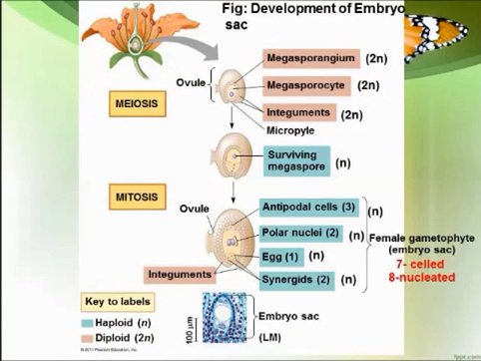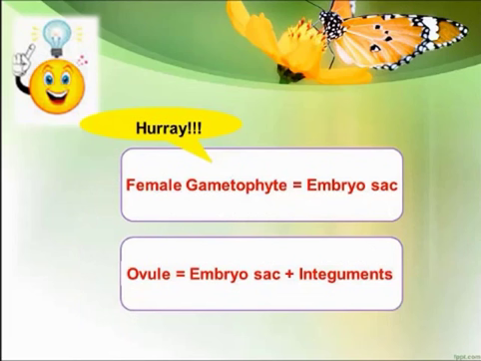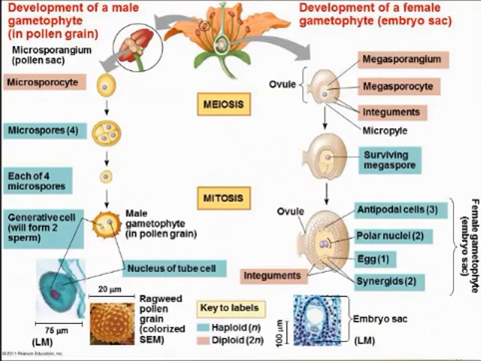In this figure, you can see the entire process of development of female gametophyte from Megasporangium. Now, I guess that this concept of female gametophyte is clear by now. So, in a nutshell, you have come to know that the female gametophyte is the embryo sac that develops within the ovule, and the ovule is basically comprised of embryo sac surrounded by integuments. So with this, we come to an end of the second unit of this session.